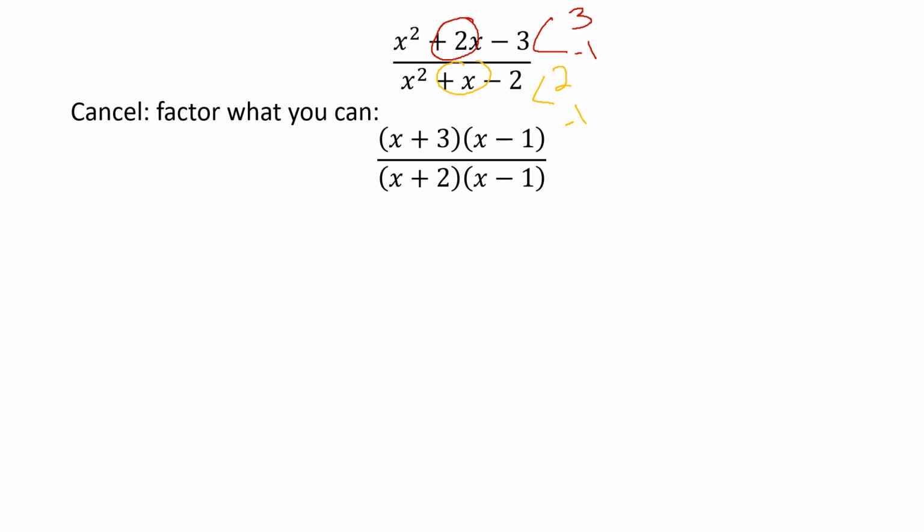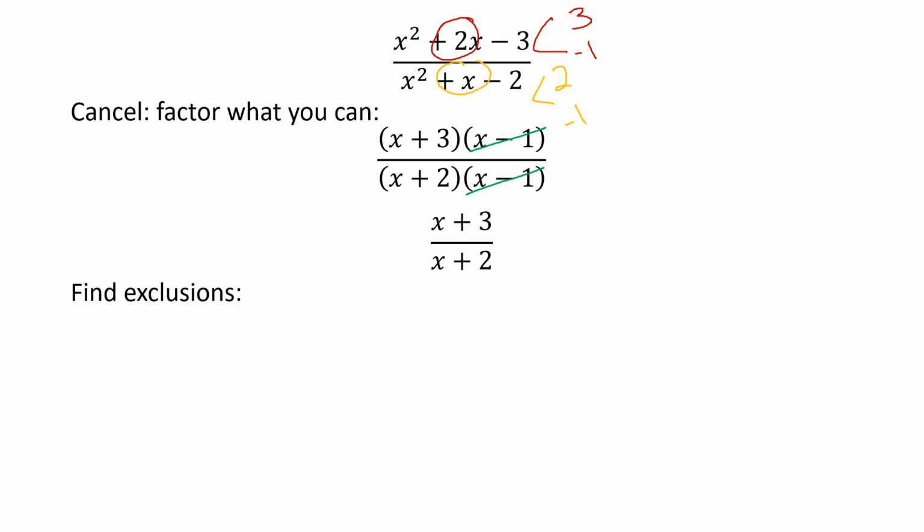So now that we've factored this, we can cancel out what matches. And in this case, I'm going to use a different color. X minus 1, x minus 1 cancels out. Technically, they become a 1, and because we're multiplying, they don't matter. So on the top, I'm left with x plus 3. On the bottom, I'm left with x plus 2. Now we need to find any exclusions.